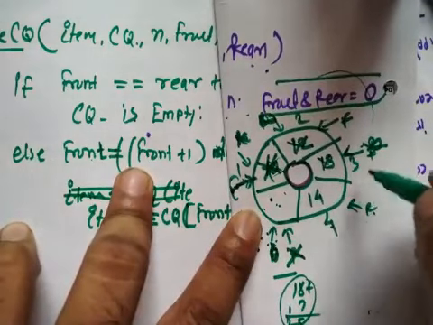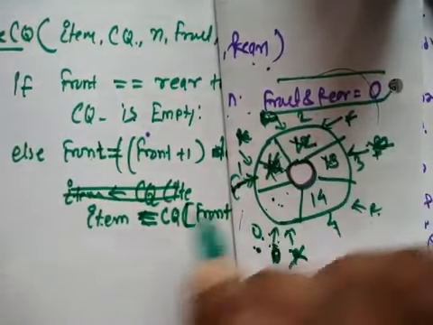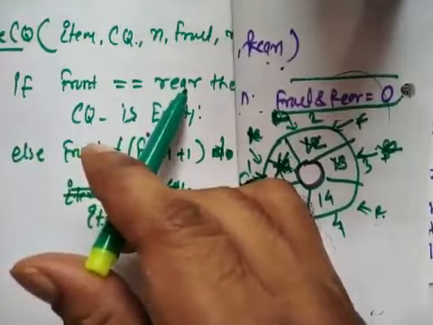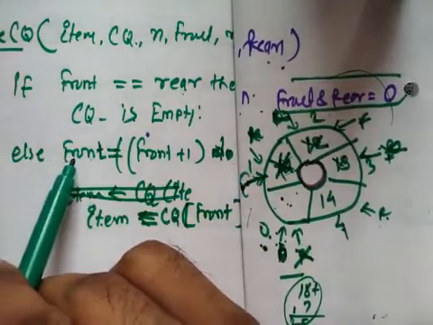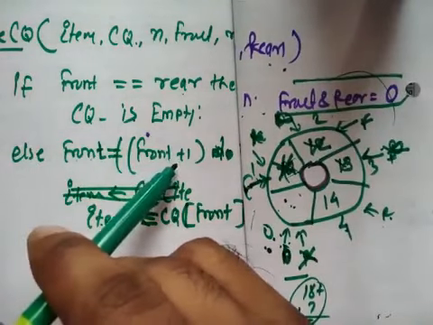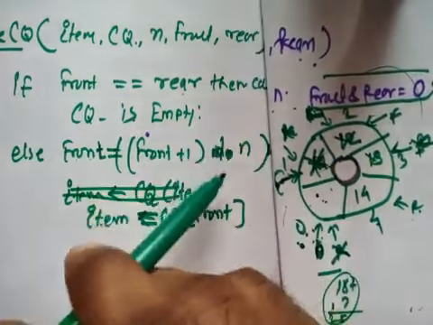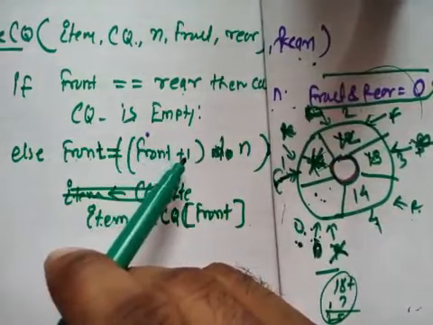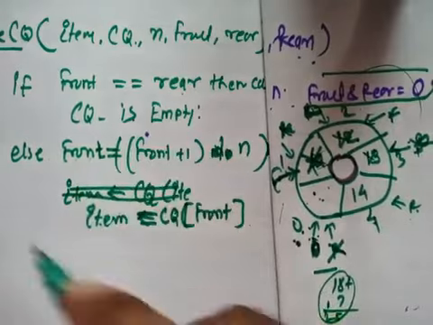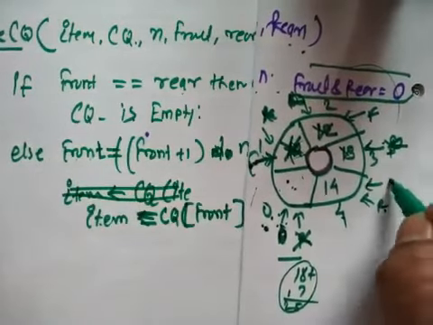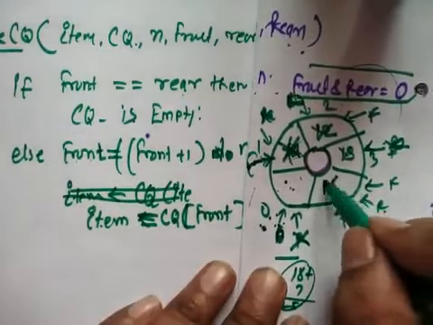Now suppose you want to delete one more element, you call the delete operation. Check whether front is equal to rear. Front value is 3. 3 is equal to 4? Condition false. Now front is equal to front plus 1. 3 plus 1 is 4. 4 modulus of n is 4. So now your front will point to the next location, 4, which means this element is also deleted.